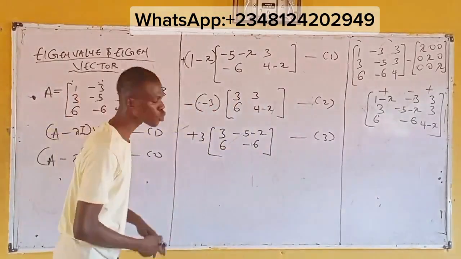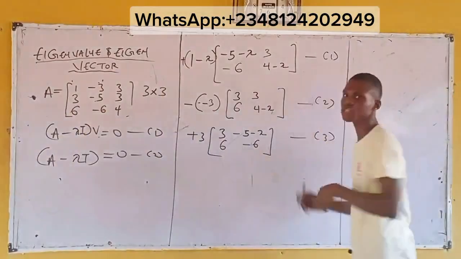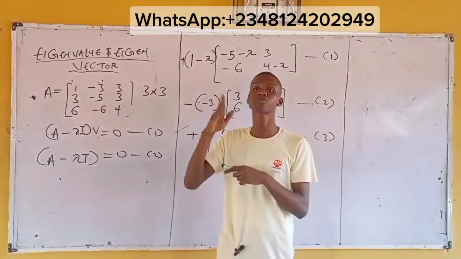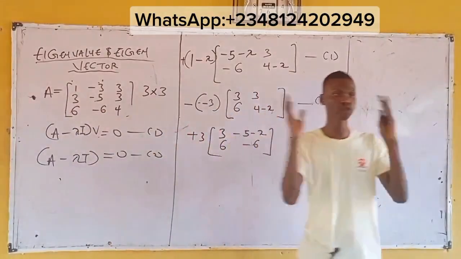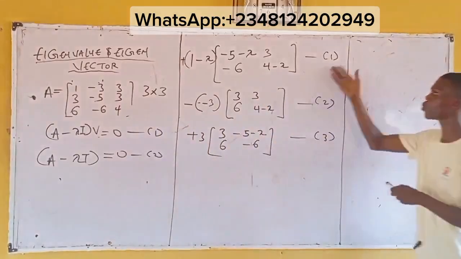Now for the first one, what do you have? Let's do it together, using the idea of a 2 by 2 matrix. The same way we solve a 2 by 2 matrix, let's solve it here too. Let's solve for 1 first. What do you have?